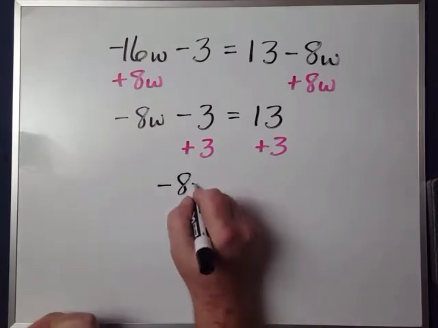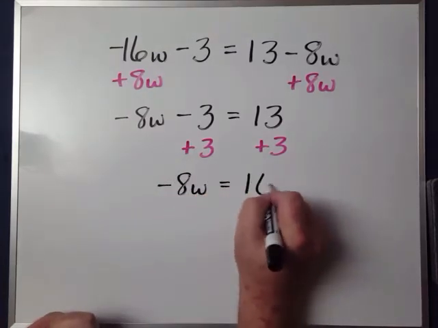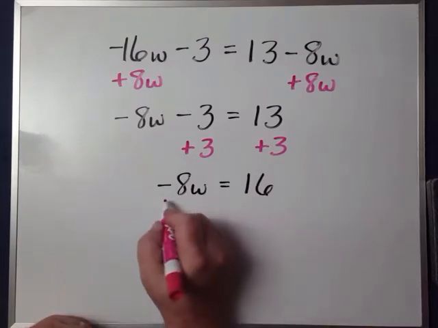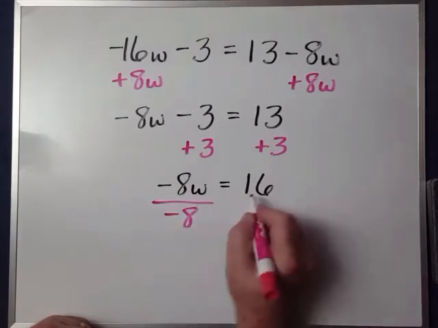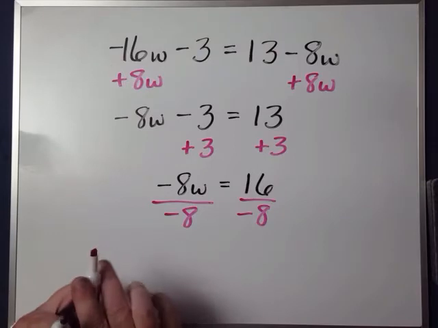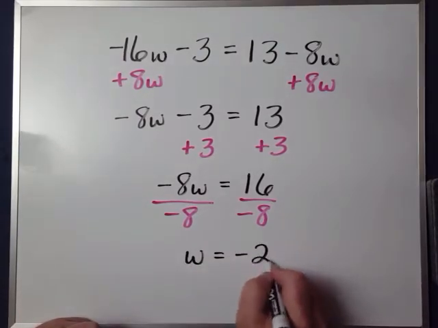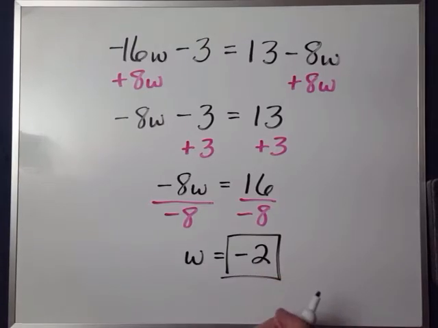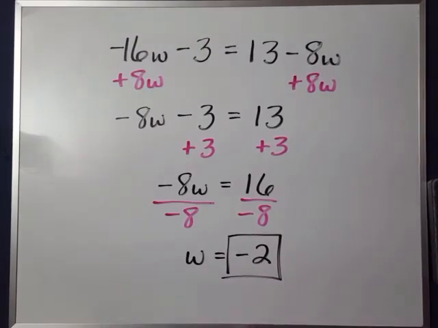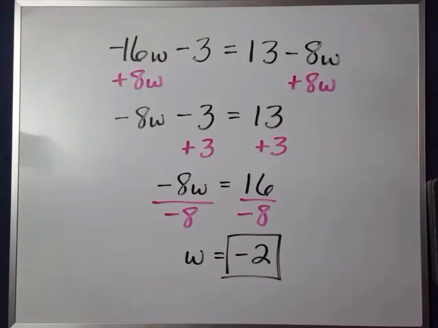That leaves me negative 8w equals 16. And this time we're dividing both sides by negative 8. And no surprise, we get the same answer. Because at no point did we break the rules of algebra. So long as we don't break the rules of algebra, we can do it a little bit different way from each other and still get that same result.